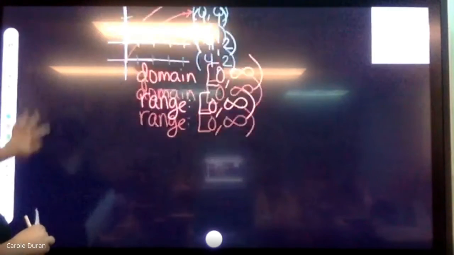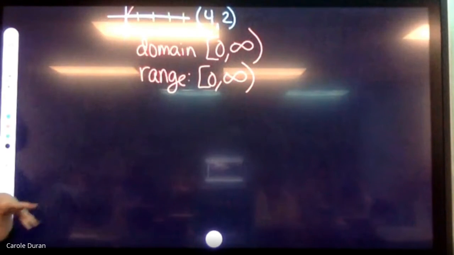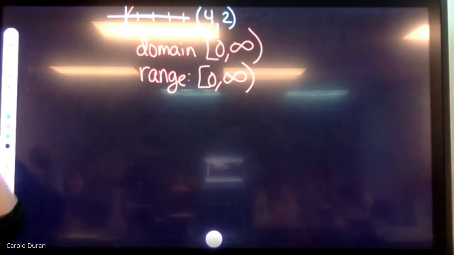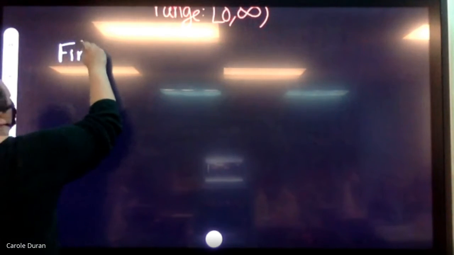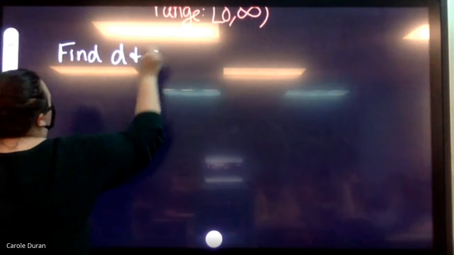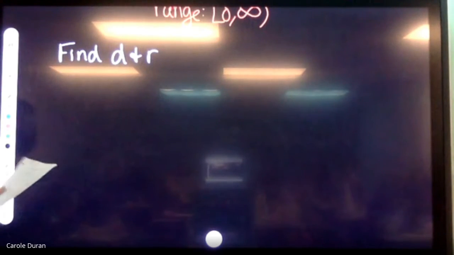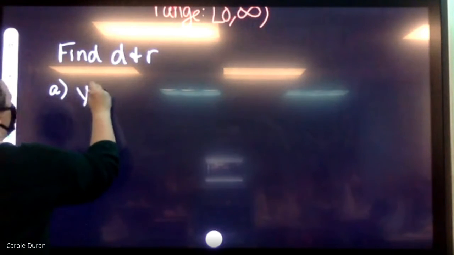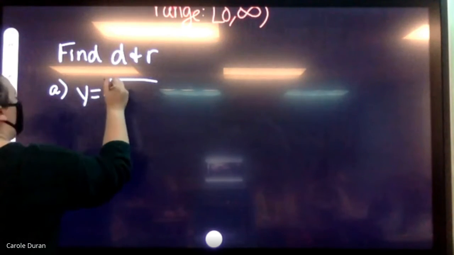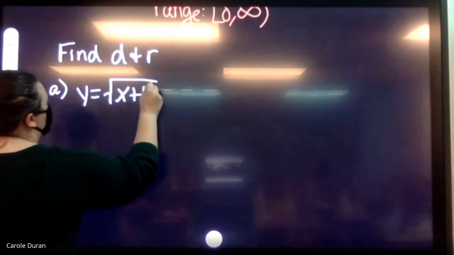Okay, so before we actually start graphing this, we're just going to practice finding the domain and the range of radical functions that have transformations that have happened to them. So they have other numbers in there. I'm just going to say D and R because we know what that is. The first function I'm going to look at is y equals the square root of x plus 4.